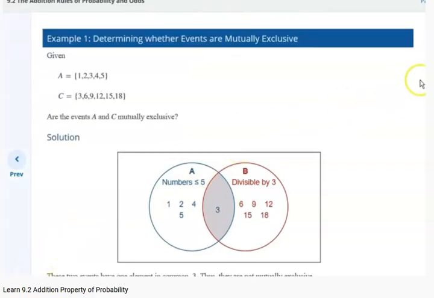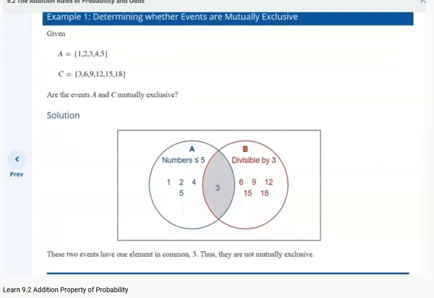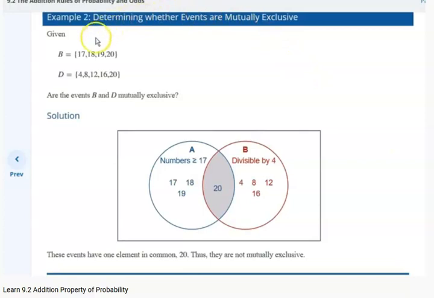All right, now for examples. In example 1, as we look at it, there are the sets A and C. Now, as we look at the solution as a Venn diagram, we see that 3 is common to both. So these sets would not be mutually exclusive. Continuing on to example 2, set B and set D. Are they mutually exclusive? Well, again, a Venn diagram really helps see this, and the answer is no. 20 is shared by both. Therefore, they are not mutually exclusive.